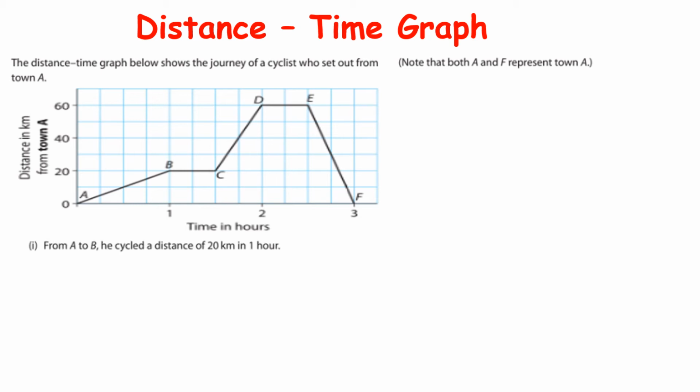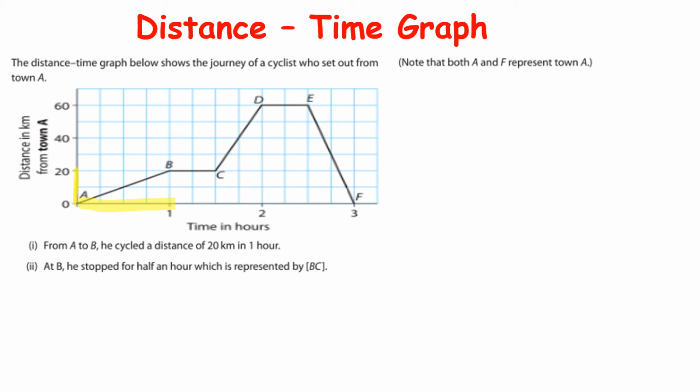Note some things. From A to B, he cycled 20 kilometers in 1 hour. So here, and I'm going to try to highlight as we go, along the time we have 1 hour and they traveled 20 kilometers. Therefore, you could tell me really quickly his speed was 20 kilometers per hour.